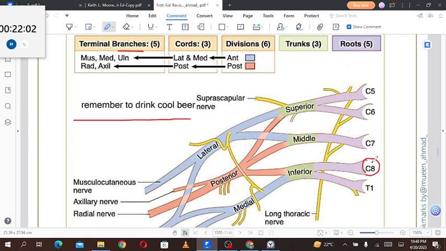Secondly, you must remember another thing, that the brachial plexus first joins, then divides, then joins, and then divides again. So this is the sequence. Firstly, the roots will join to form trunks, and they will divide, and then again they will join, and then again they will divide. So there is a lot of joining and separation happening over there.